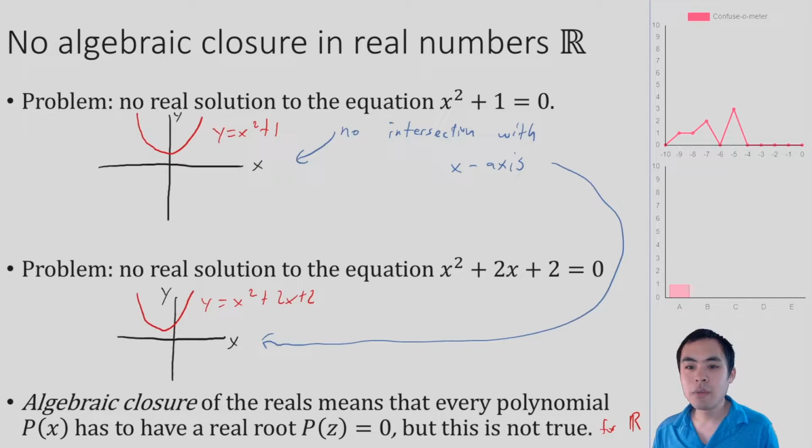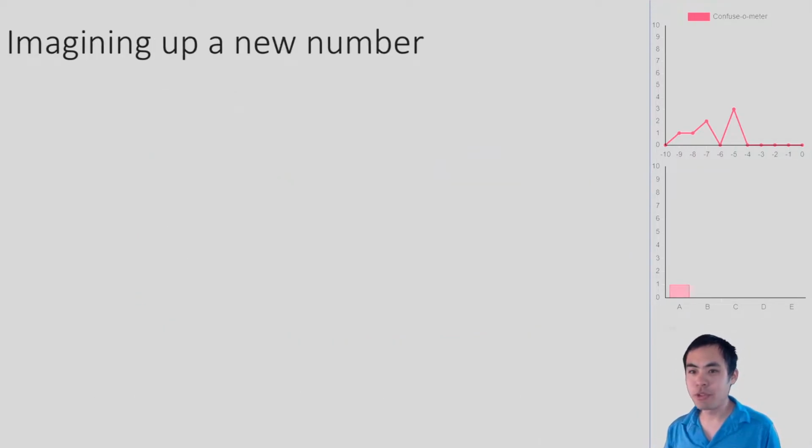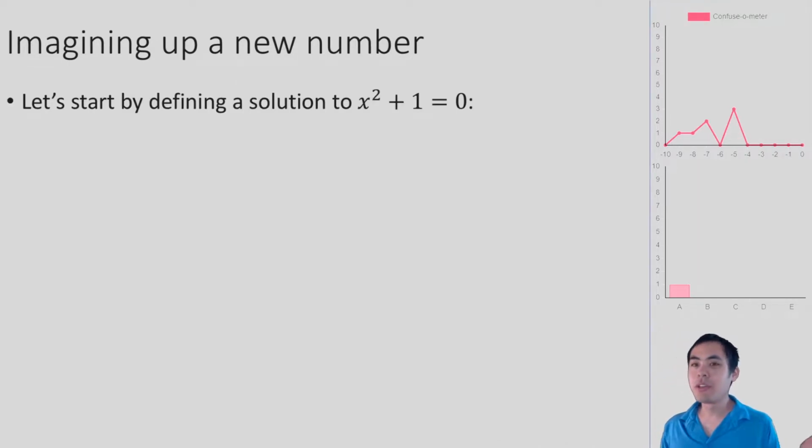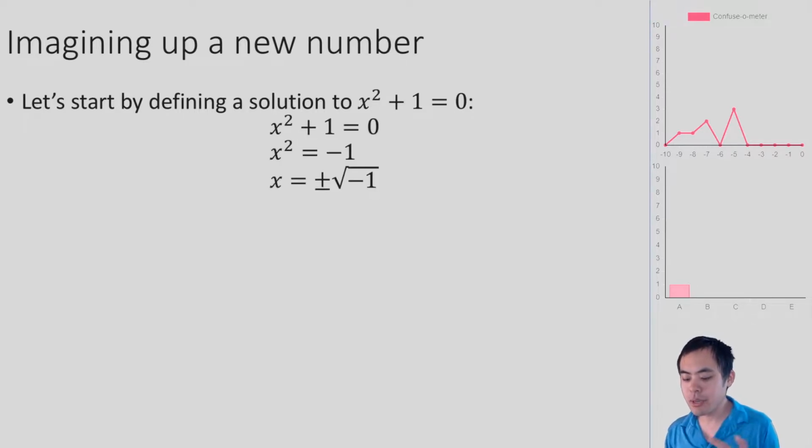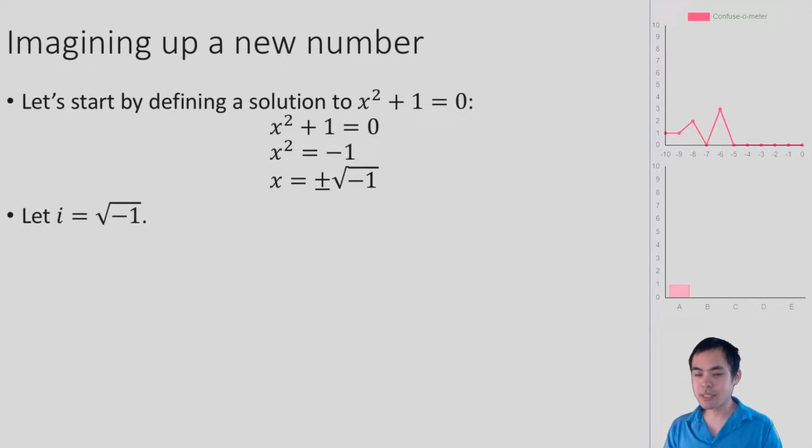So, what do we do? Well, what mathematicians do is we just imagine up a new number. I'm obviously heading towards imaginary numbers here, but let's imagine up a new number. Let's start by defining a solution to x squared plus 1 is equal to 0. Well, x squared is equal to minus 1, and so x is equal to plus or minus the square root of minus 1. Now, this doesn't exist as a real number, but we can define this magic new number called i, the imaginary unit, to be equal to the square root of minus 1.